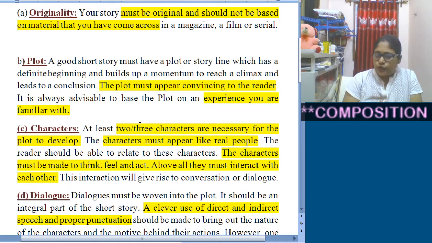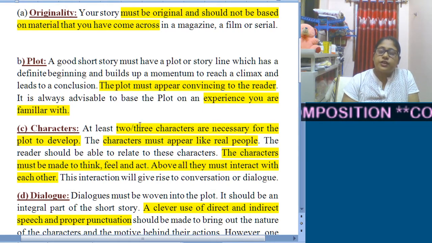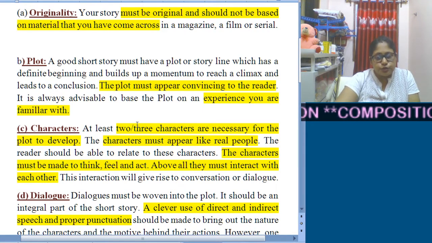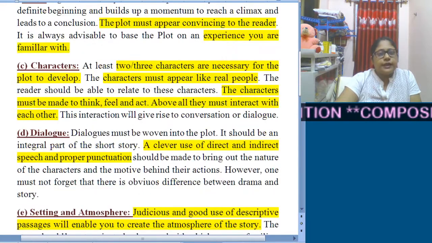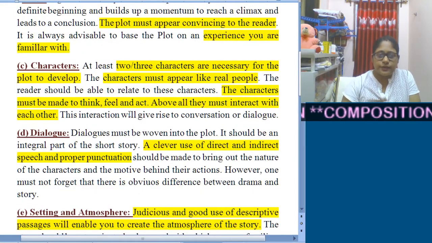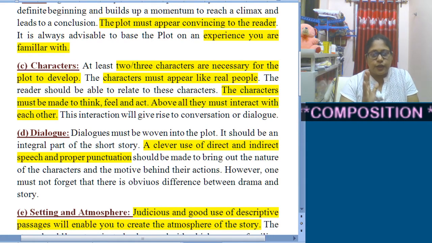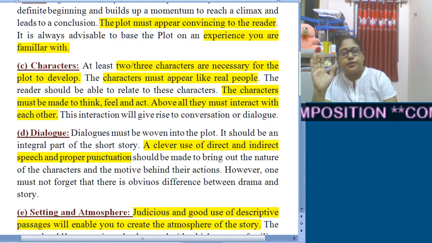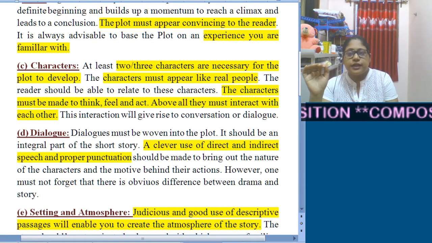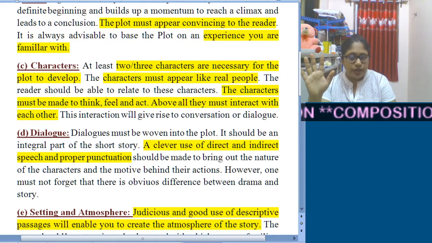So about the characters: they must interact with each other and they must appear like real people, right? They should be made so that they can think, feel, act, and provide responses as well. Now regarding dialogues, I have already discussed while I was discussing characters. There must be a nice blend of direct speech as well as indirect speech, but proper punctuation is a must. Direct speech should also be within a limit so that your short story does not turn into a drama, right?